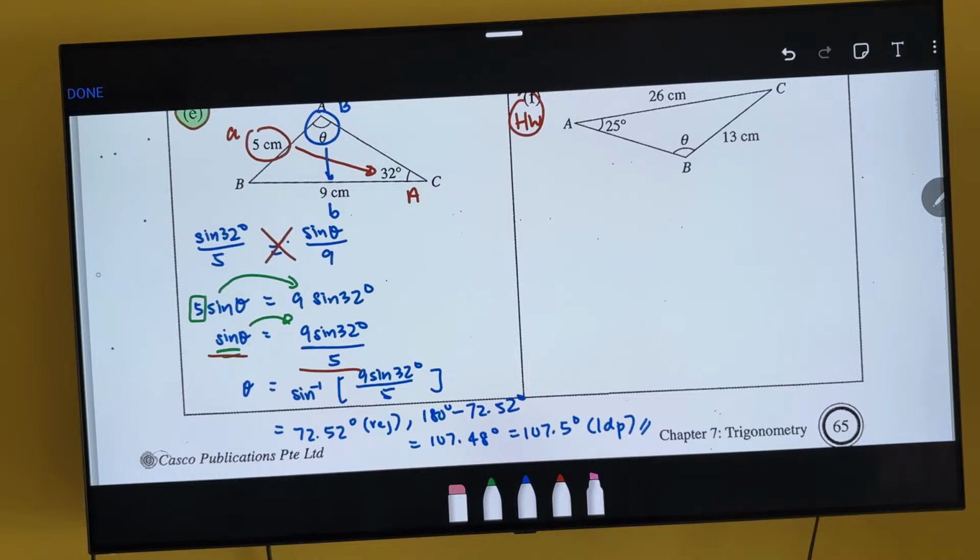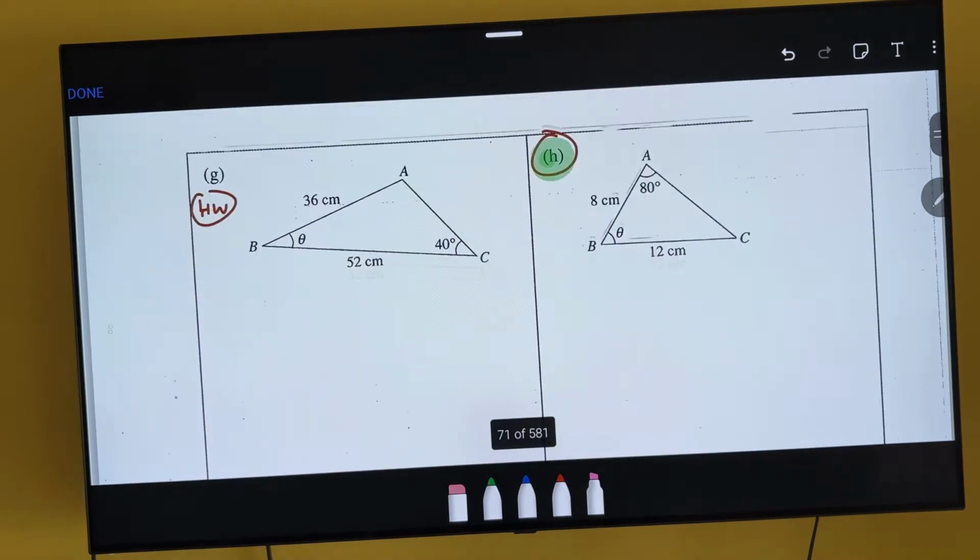Do attempt question F as well. Now, G is similar. Let's move on to H.